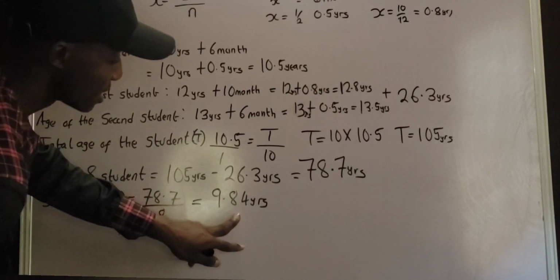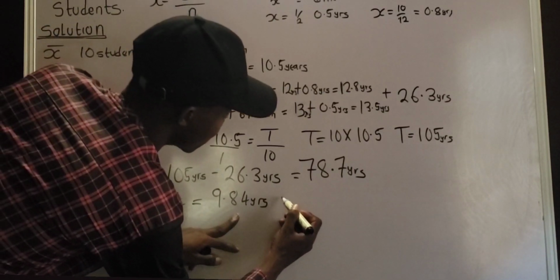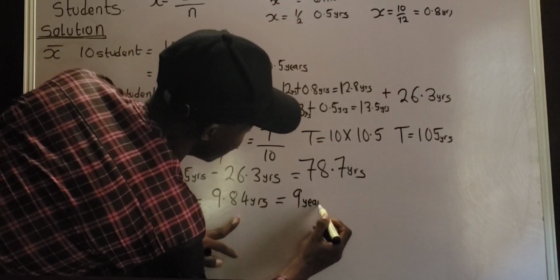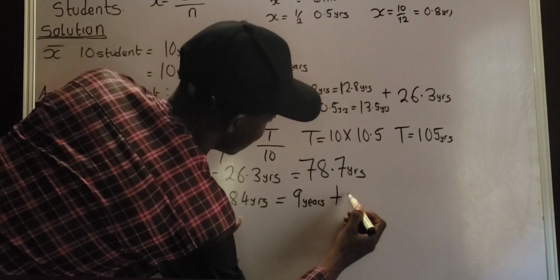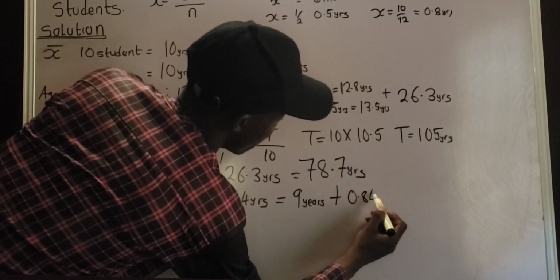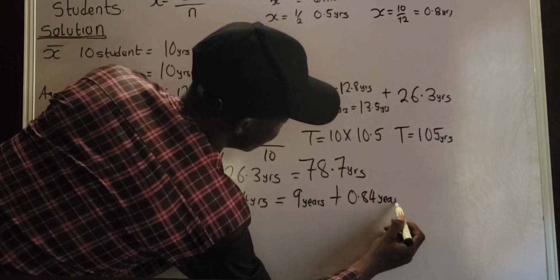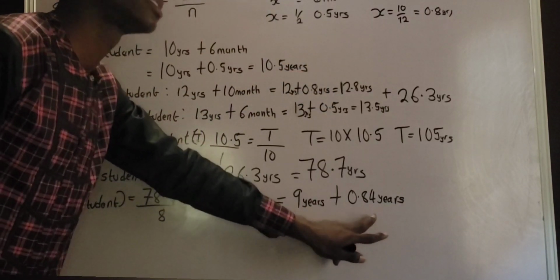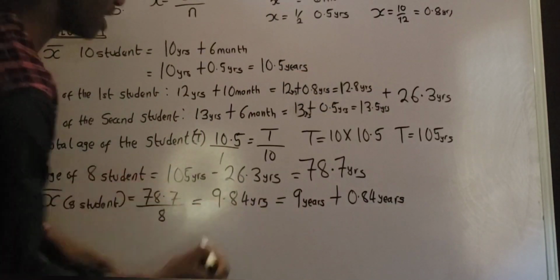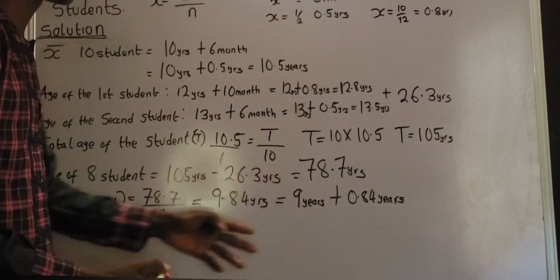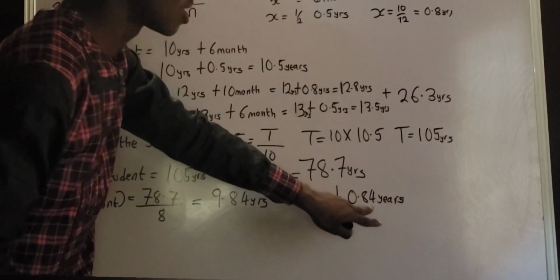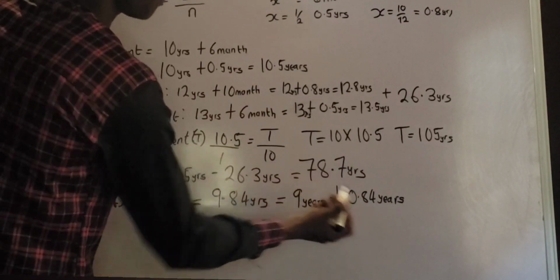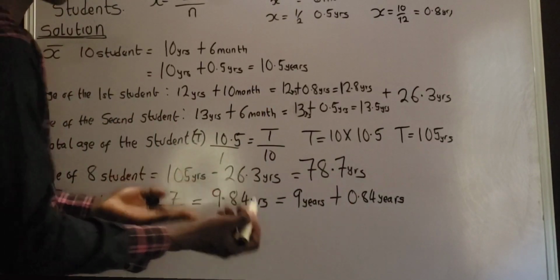9.84 can be written as 9 years plus 0.84 years. Do you understand? 9 years plus 0.84 years. This 9.84 can be written as this. So in order to convert this 0.84 to months, we are going to multiply 0.84 by 12. And you can proceed as this.